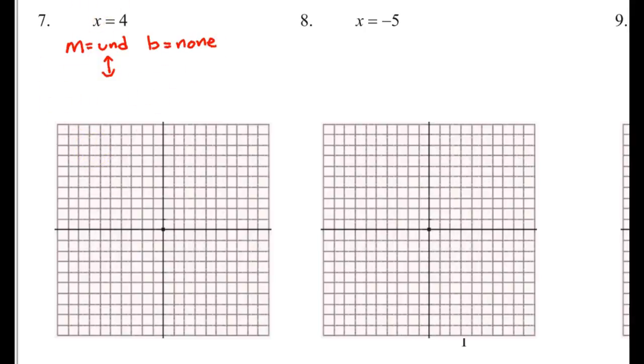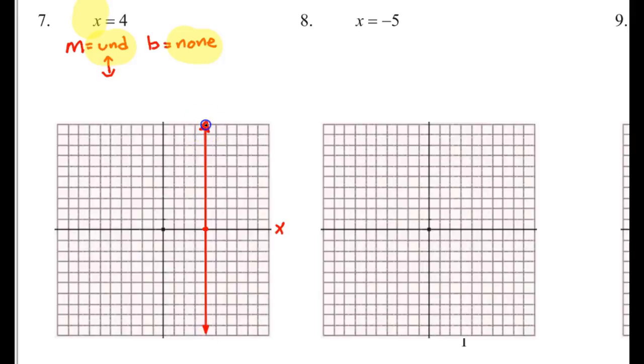When it starts with x equals, that kind of gives it away. So anytime you have x equals, these are always going to be true. So for actually 7, 8, and 9, you could write m is undefined, b is none for all 3 of them, because it's always the case. So what's different here is that you have an x-intercept instead of a y-intercept. So you actually start on the x-axis, and you go to x equals 4, 1, 2, 3, 4, and you draw a vertical line.